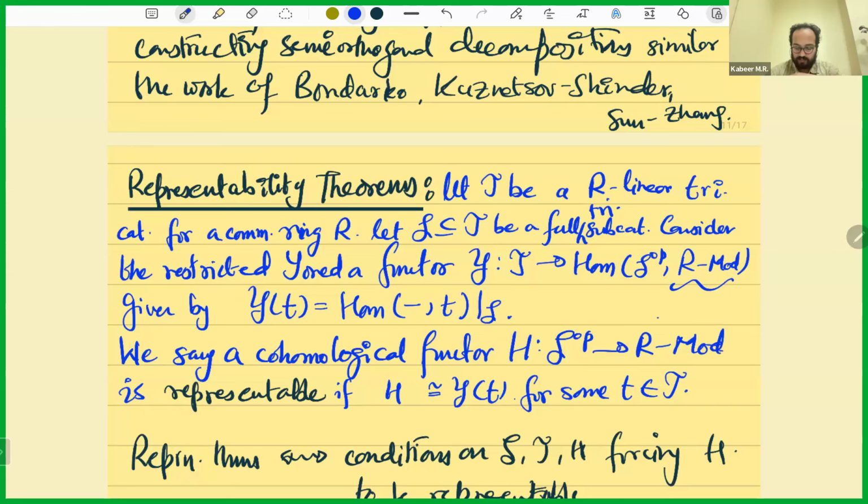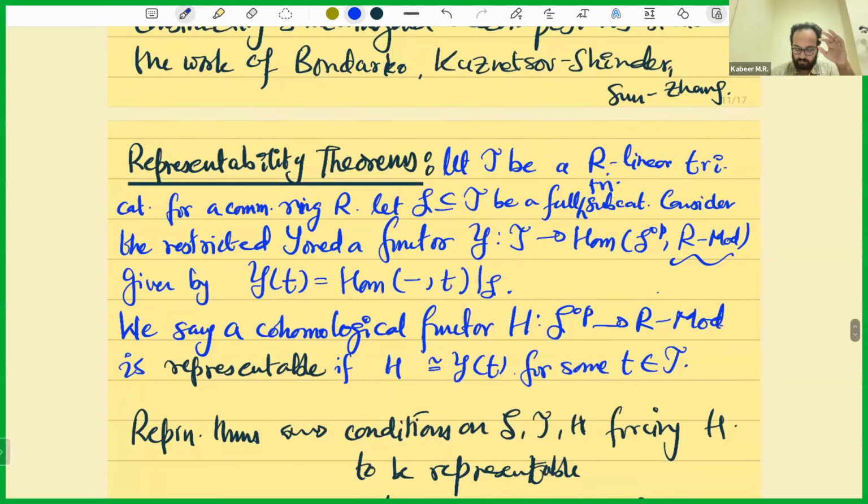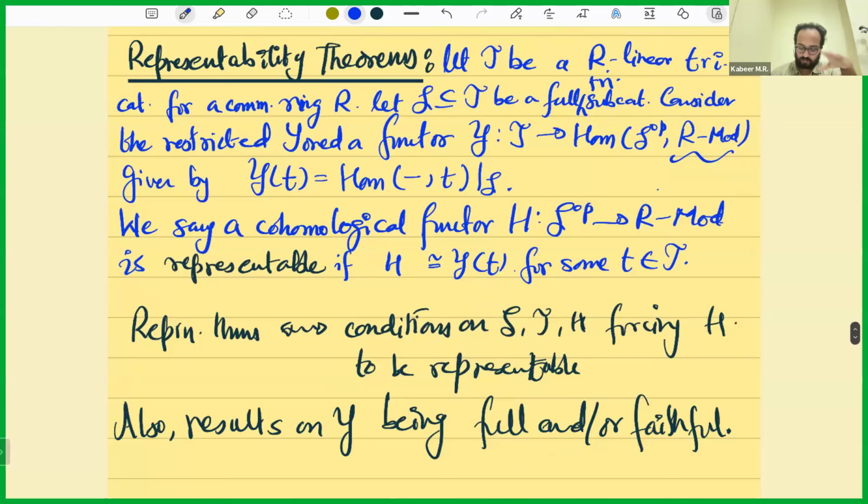We say a cohomological functor is representable if it is isomorphic to the restricted Yoneda functor on some object of T. Here I should also note that this restricted Yoneda functor need not be either full or faithful. So, first of all, representability theorems. By representability theorems, I mean conditions on S, T, and H, which force H to be representable in this sense.